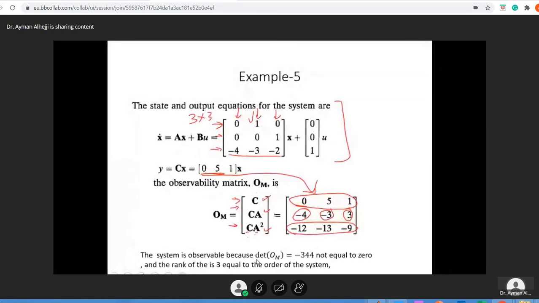Now, check the rank. It seems the matrix has full rank. This row full, this row full, this row full. So the rank is 3, yes. And how about the determinant? The determinant can be found by 0, 5, minus 4, minus 3, minus 12, minus 13.